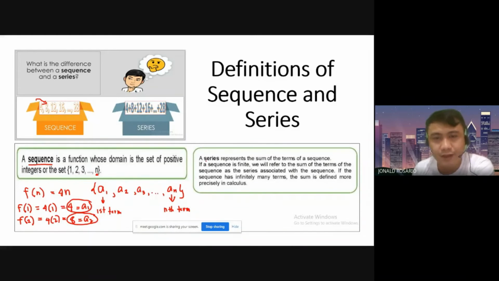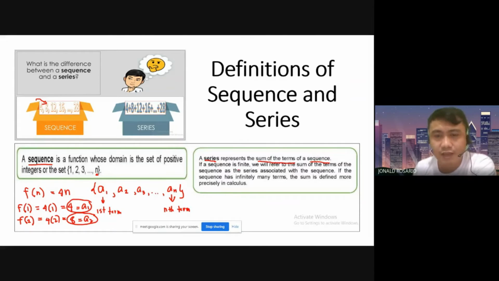What is this one? A series. A series represents the sum of the terms of a sequence. Yan. So, sum of the terms. Sum ng mga terms ng isang sequence. So, itong sum na ito yung ating series. Galing ito dun sa ating sequence. So, sum ng lahat ng mga terms.